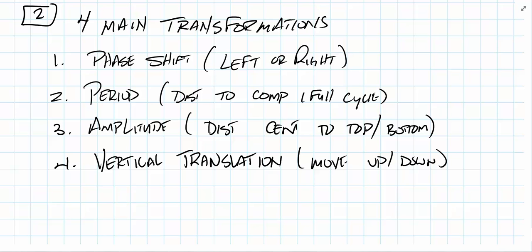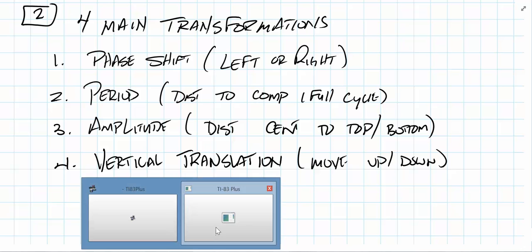Period means how long it takes to complete one full cycle, and we'll always be graphing these things on one period. Amplitude is the distance from the center to the top. And then vertical translation means moving up or moving down. Okay? So let's get an idea of what the graph actually looks like on our calculators.